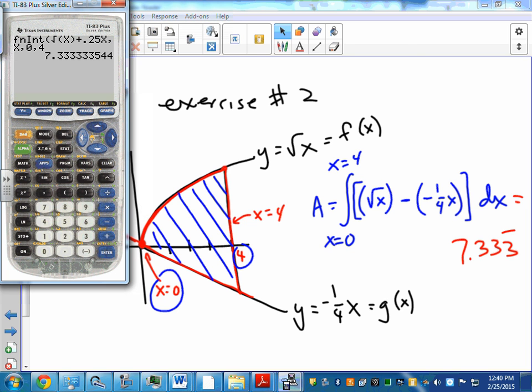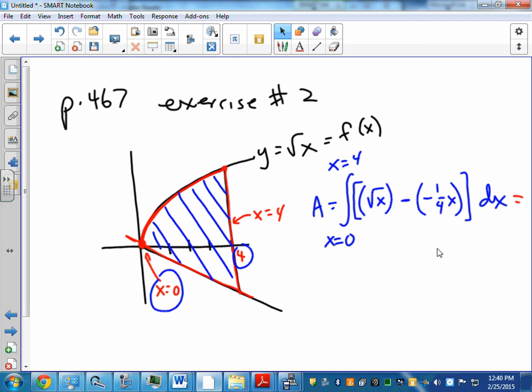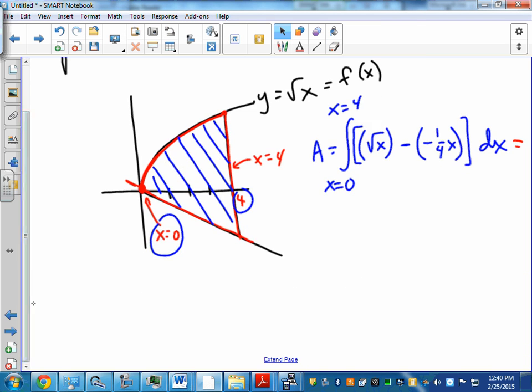Let's go ahead and do it by hand. The author actually wants you to work these problems by hand. So we've done the setup. Now we have to use our fundamental theorem to find the antiderivative. We'll plug in the numbers 4 and 0. We should get the answer pretty quickly.